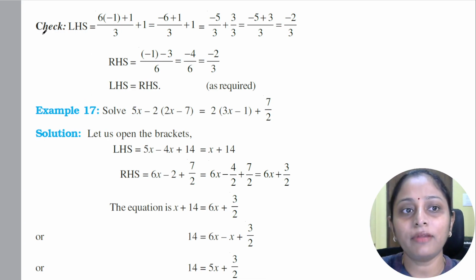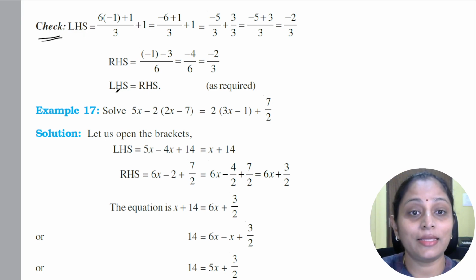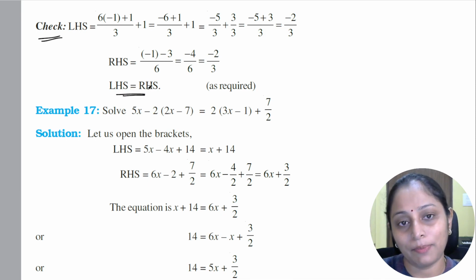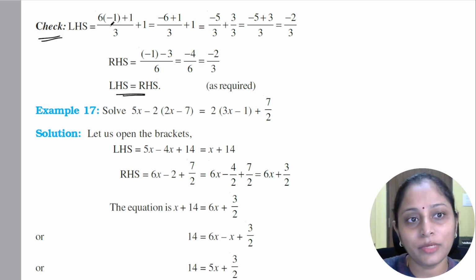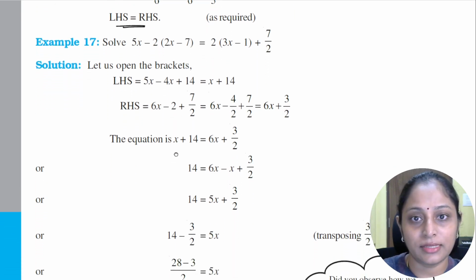Now here they have done a small check. That is, what do you mean by check or verification? Whatever value you get for x, you are going to substitute that value in LHS and in RHS and check if LHS is equal to RHS. If this happens, that means the solution that you got is right. Otherwise, you need to quickly check where you have gone wrong. And please make sure that while doing the verification, you don't make any calculation mistakes, because then you will think that your answer is wrong. Okay, so that is your first example.